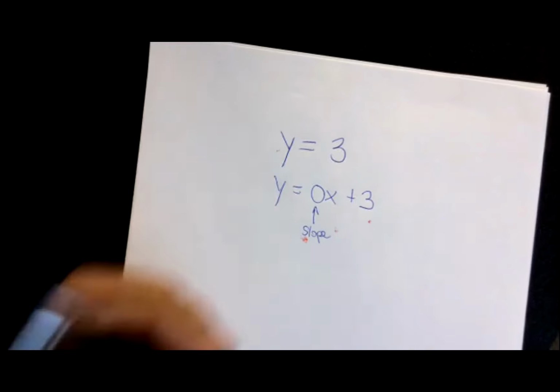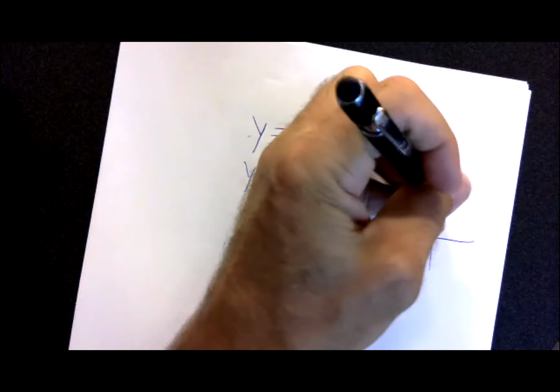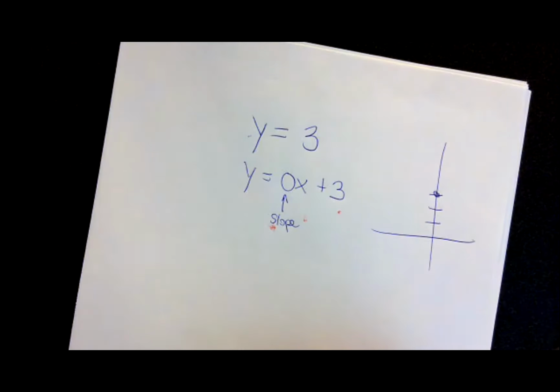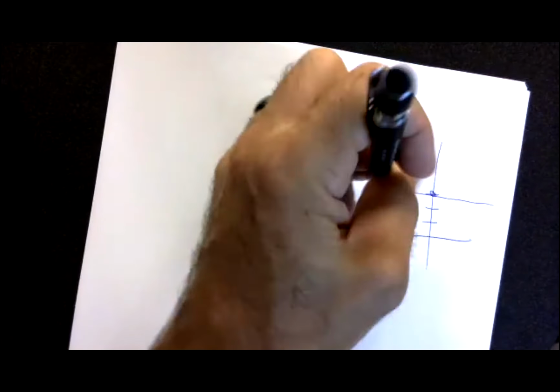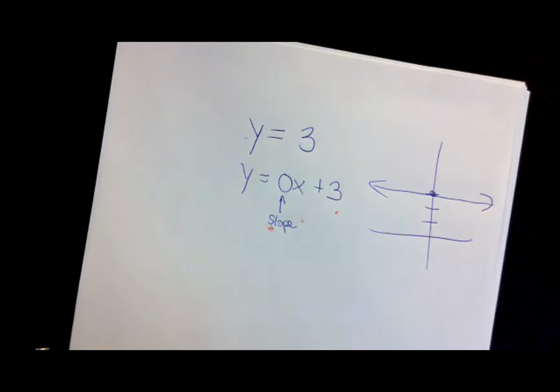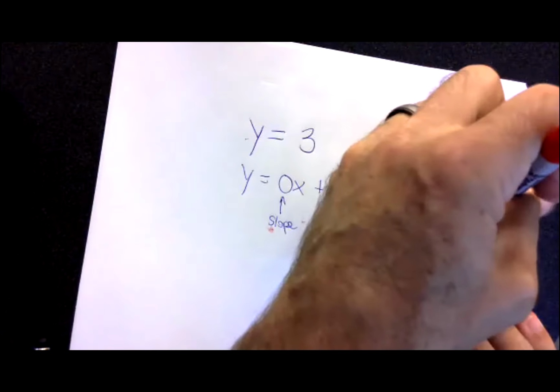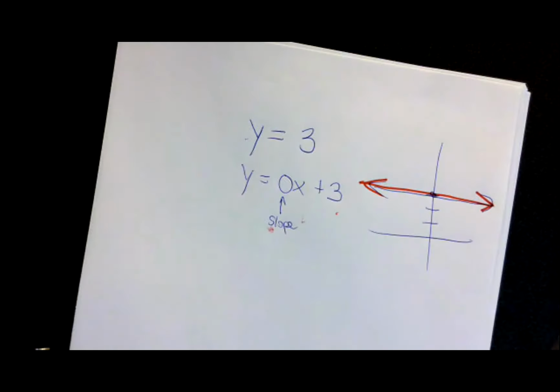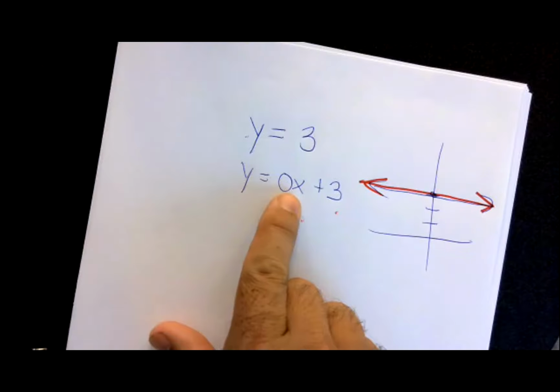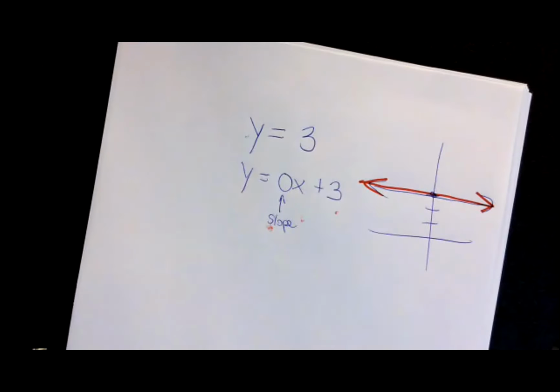If they ask you to graph this, okay, your y-intercept is 3. Your slope is 0. Remember, a slope of 0 is a horizontal line. So the graph of y equals 3 is a horizontal line at a value of 3. So if they just give you a y equals, your slope is 0, your line is horizontal.